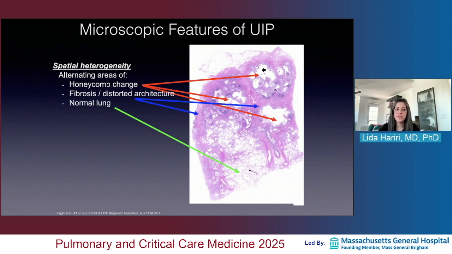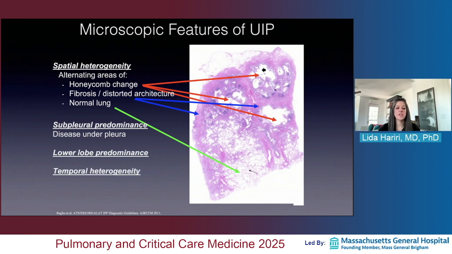Now, of course, with UIP of IPF, we're expecting there to be what we call spatial heterogeneity. So there should be alternating areas of normal lung with areas of fibrosis with honeycomb lung. We're also looking for a subpleural disease predominance, lower lobe predominance, just as we see radiologically.